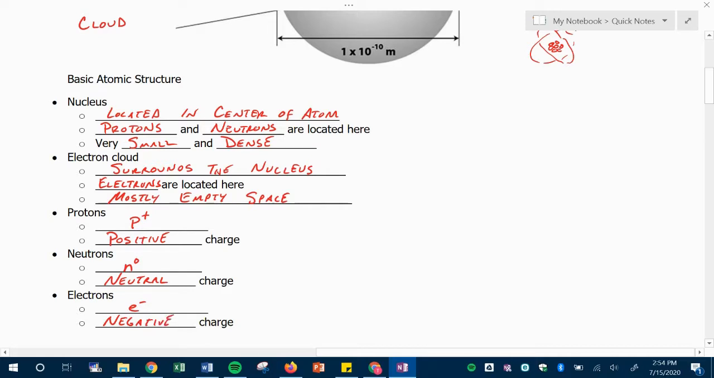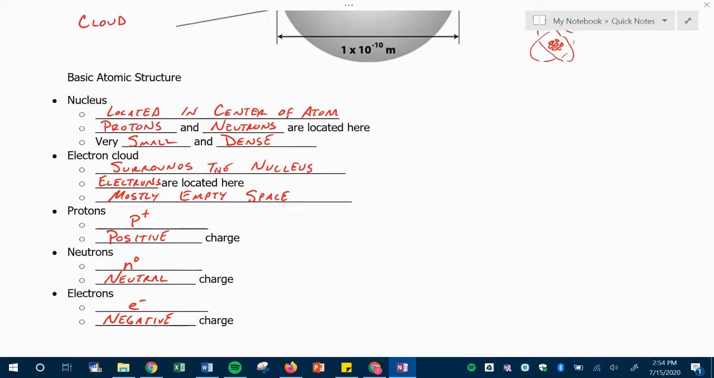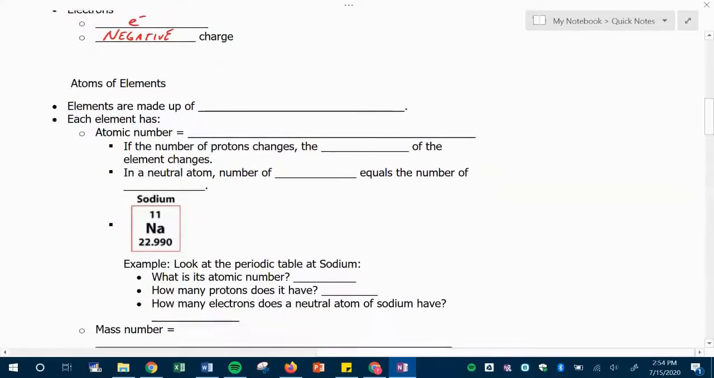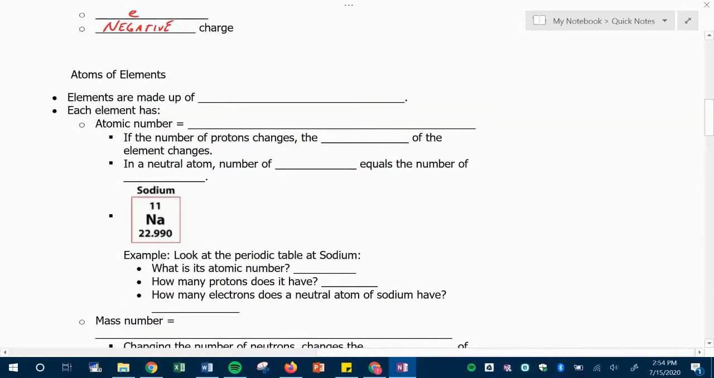And so now that we've talked about protons, neutrons, and electrons, let's get a little bit further into atoms of our elements. Now, elements are made up of atoms of the same kind. Meaning, in terms of our elements, when something is considered an element, all of the atoms are the same kind. Now, when we say the same kind, we mean the same number of protons in particular, which is something that we'll talk about in a few minutes.